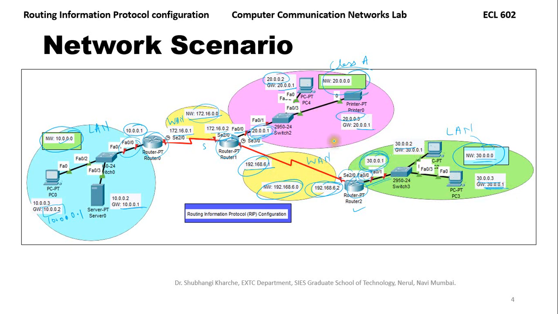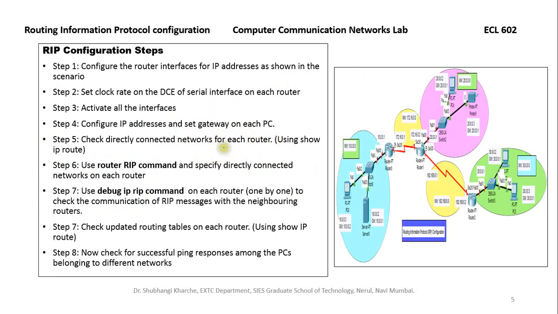Now, after configuring these IP addresses, we are going to configure the clock rate on the DCE of the serial interface on each router, because the clock rate has to be configured on the DCE terminal only. And after this, we are going to activate all the interfaces of each router. After activating the interfaces, we are going to configure IP addresses and set the gateway on each PC. Once this entire IP address configuration and setting of the clock rate is done, we are going to check the directly connected networks for each router.